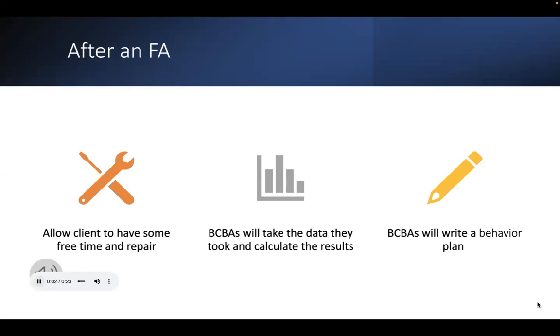After an FA, allow the client to have some free play because evoking behaviors can be overwhelming. BCBAs will take the data and calculate the results to find the function, and then the BCBAs will write a behavior plan with replacement behaviors that have to do with the function of the behavior.